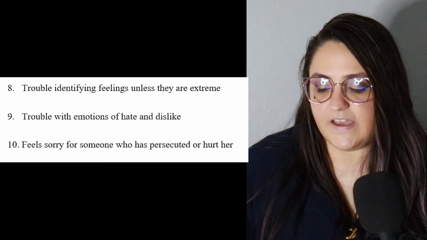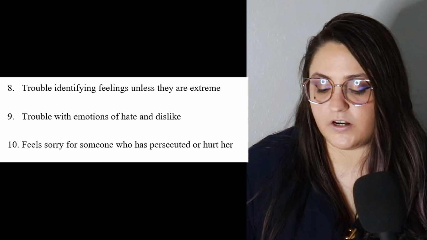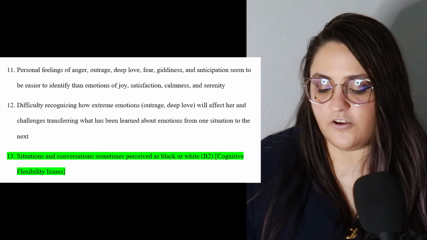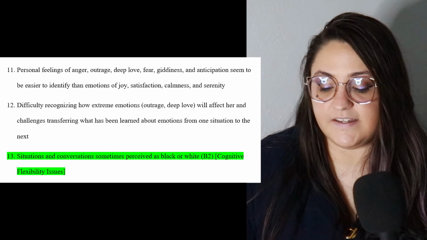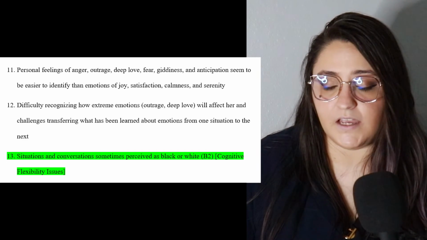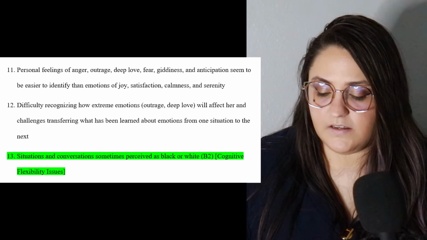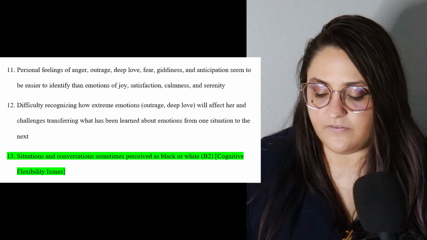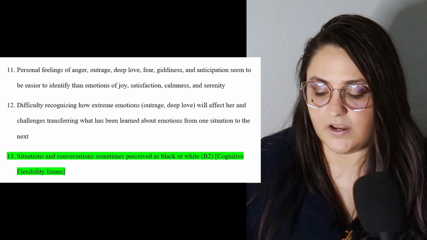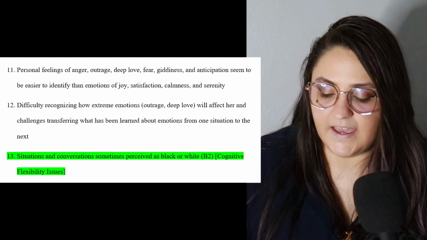Trouble with emotions of hate and dislike. Feel sorry for someone who has persecuted or hurt her. Personal feelings of anger, outrage, deep love, fear, giddiness, and anticipation seem to be easier to identify than emotions of joy, satisfaction, calmness, and serenity. I don't have a good understanding of why that is. Difficulty recognizing how extreme emotions, outrage, or deep love will affect her, and challenges transferring what has been learned about emotions from one situation to the next.